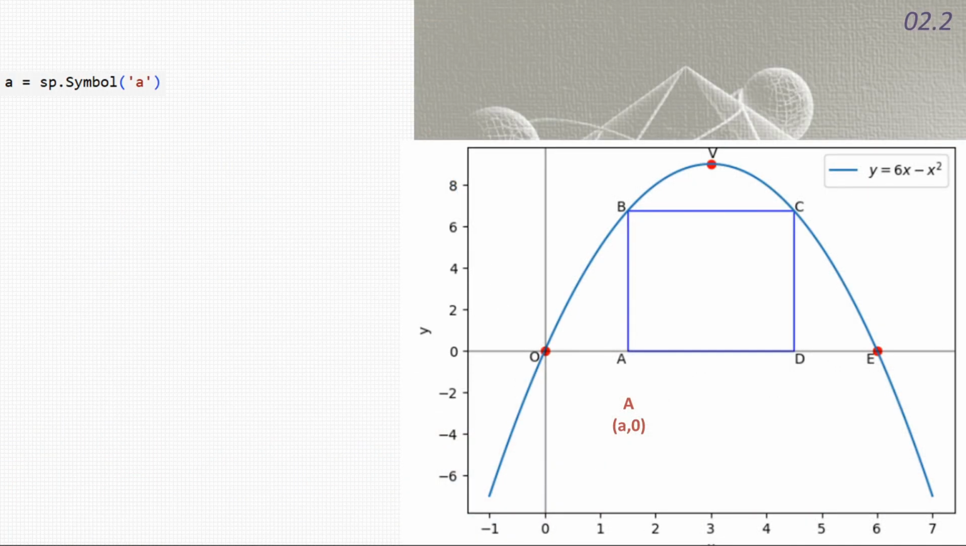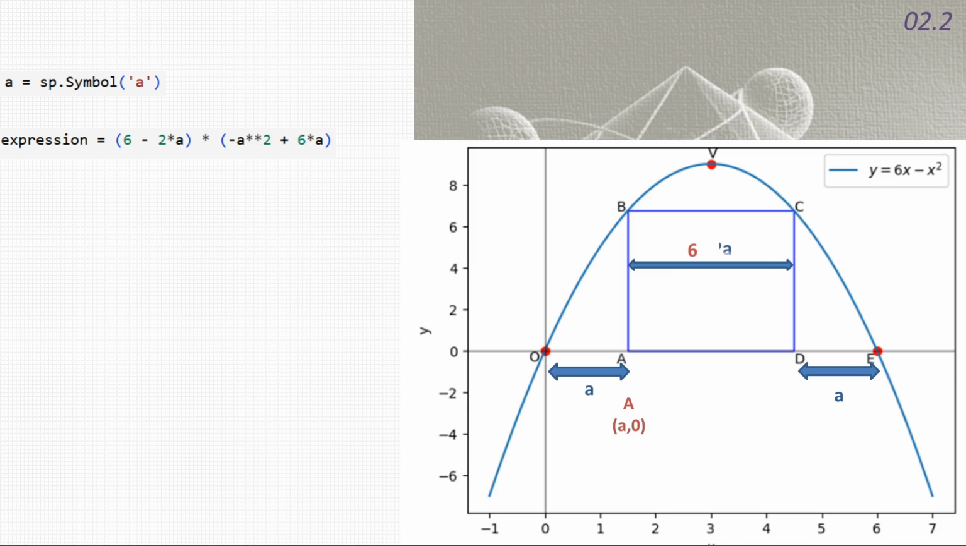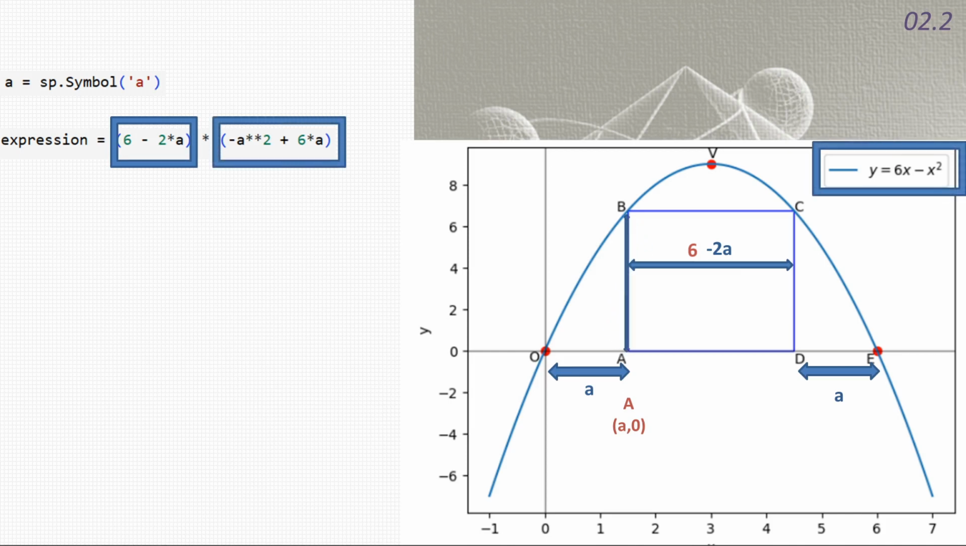To begin, we'll declare the symbol A in SymPy expressions. The area of the rectangle is simply the product of its width and height. Now, how do we find the width? By considering the coordinates of point E, which is equal to 6, and then subtracting 2 distances A. Remember, A represents the distance from the origin of the coordinates to the rectangle. The height, on the other hand, can be obtained by inserting the A parameter into the parabola expression.